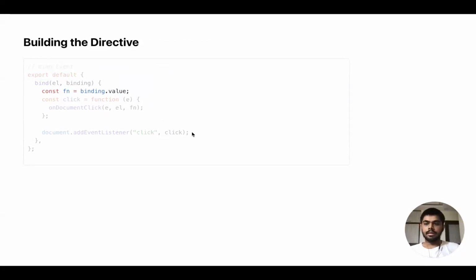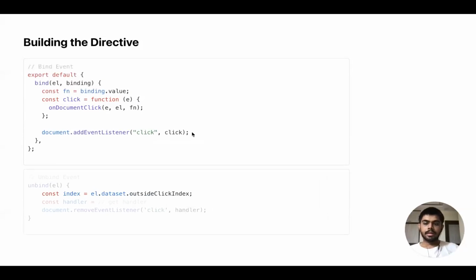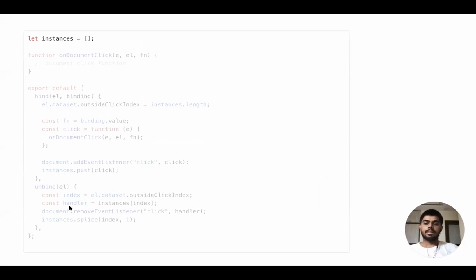So again, we have bind. Binding value is the function. On click, we trigger the onDocumentClick function, and then we attach the event listener to the document itself. Now let's also create an unbind function. Let's assume we get the handler from somewhere, because bind and unbind don't share context. And then we remove the event handler from the document. It's fairly straightforward.